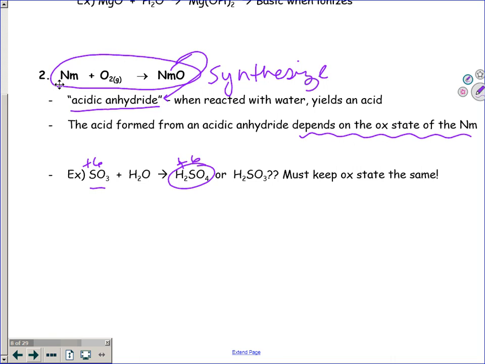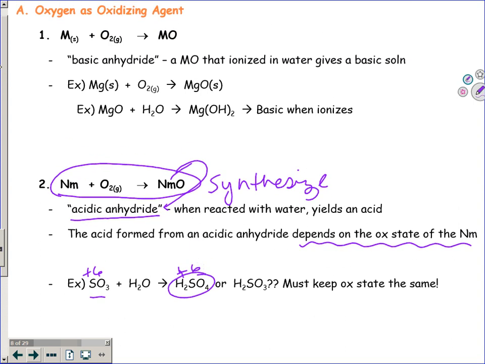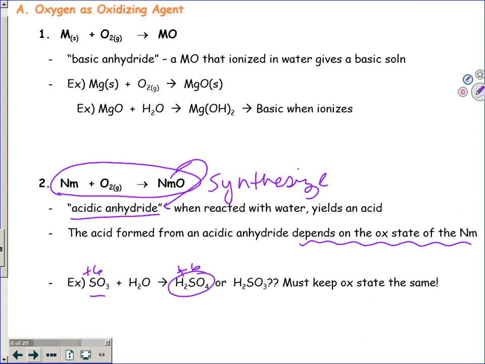I just scrolled past this, but you guys tell me, if a metal oxide is added to water, what kind of things does it make? So metal what? When metal oxides are added to water. Metal hydroxides, right? So nonmetal oxides make acids. Metal oxides make bases. So in both of these cases, oxygen is our oxidizing agent, O2.